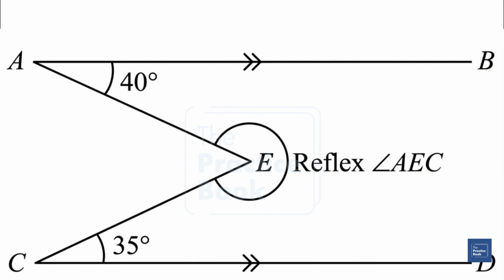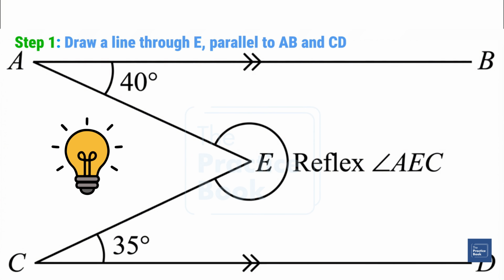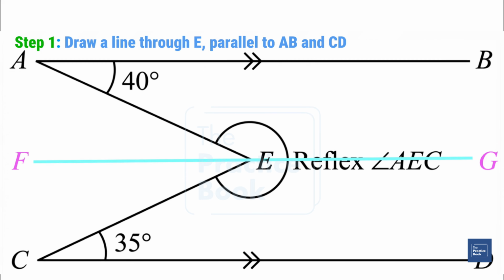Alright, this looks a bit tricky at first, but there's a really neat trick we can use whenever we see this kind of shape wedged between two parallel lines. The secret is to draw a third line that's parallel to the other two, and passes right through the point E. Let's call our new line FEG.